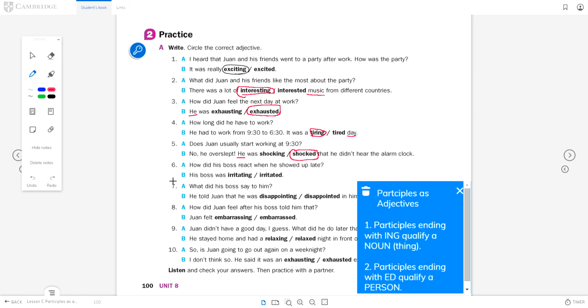Okay. Now, number 6. How did his boss react when he showed up late? His boss was, and we are talking about his boss, a person. We are talking about how his boss felt. So his boss was irritating or his boss was irritated. The correct form is his boss was irritated. Okay, good.